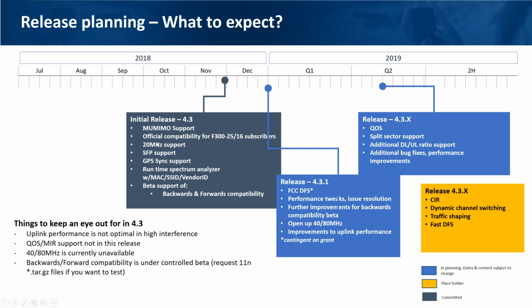It has MU-MIMO support, the compatibility for the 300 subscribers. Today, it will come in with 20 megahertz support, SFP support, GPS sync, the spectrum analyzer, along with that other tool with the MAC SSID vendor ID. The beta support of backwards and forwards compatibility is built into the software. It's available, but we've decided to make this available via limited control beta.